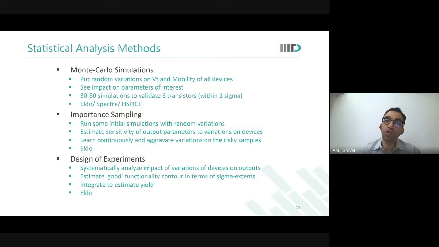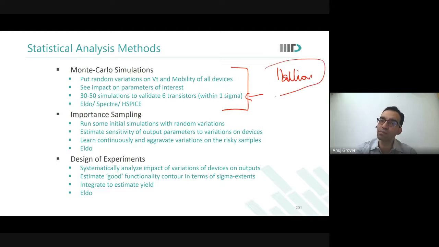So what do you do? How do you ensure that the system is robust enough? You run Monte Carlo simulations. But now if we have to capture failures of 1 billion memory cells, how many Monte Carlo simulations would you require?